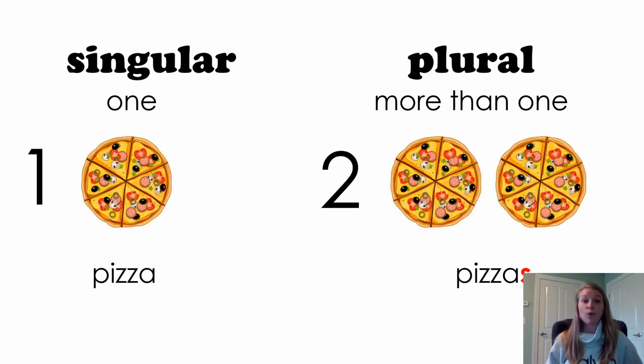I would like to order two pizzas. Nice. I know that can be a little bit tricky, and saying that extra S sound at the end of the word can be hard. So let's try that again. I would like to order two pizzas. Nice. Let's continue that practice.